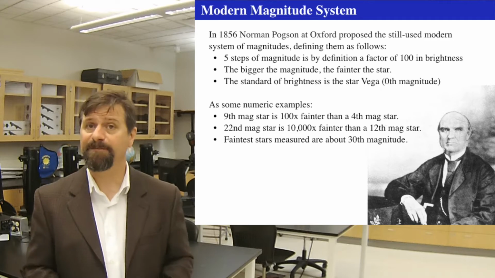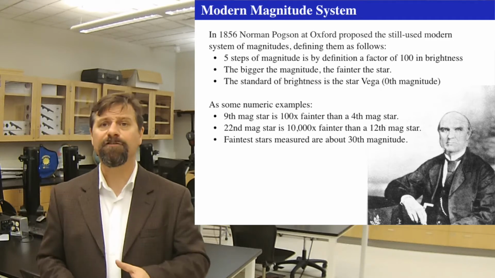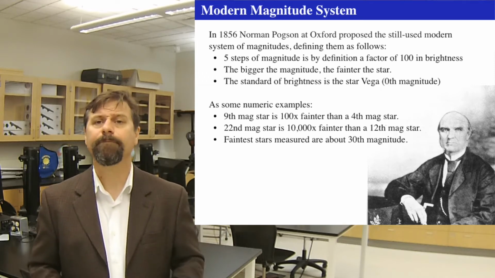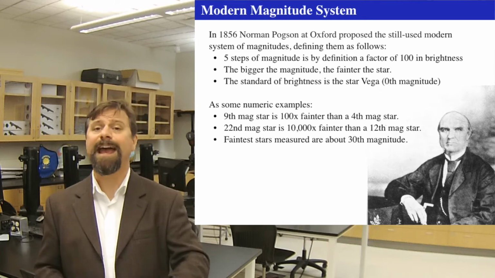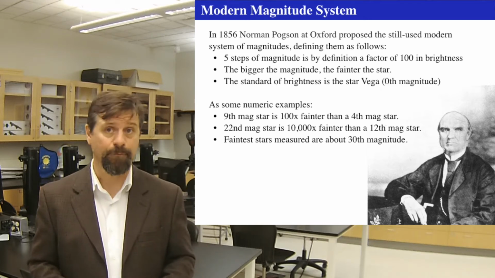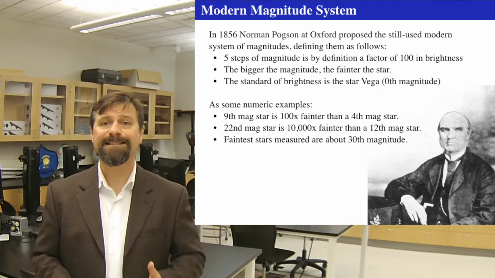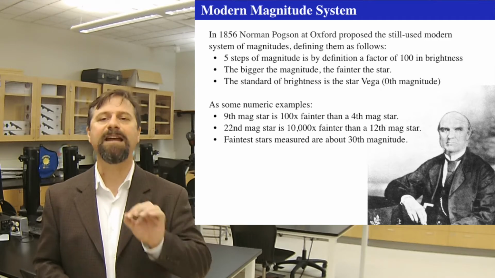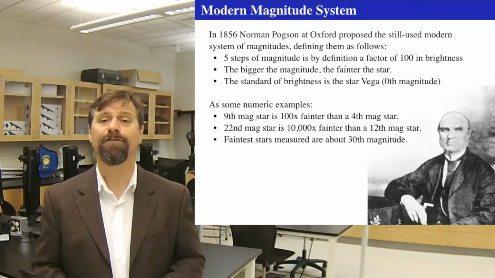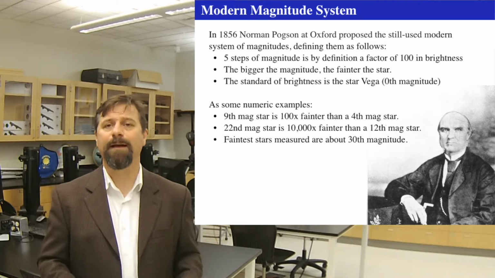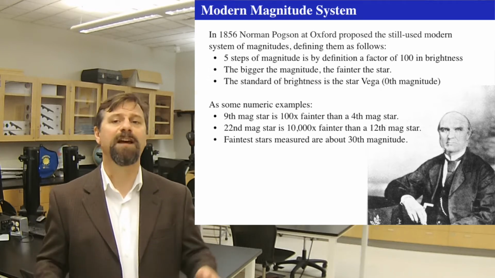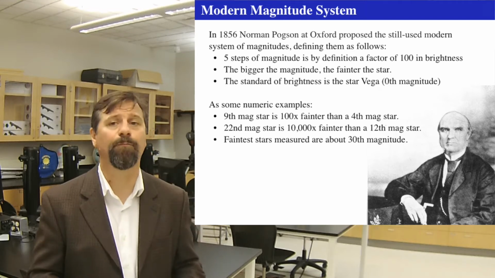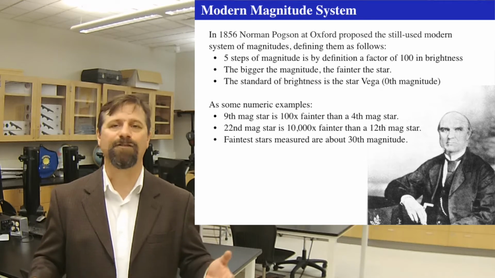Now, he actually was able to quantify this because the old idea was very close to the truth. So Hipparchus' idea, modified by Ptolemy, was actually very close, and the eye acts logarithmically in terms of the brightnesses that we can measure. And so he said that a difference of 5 magnitudes is 100 times in brightness, and he also said the standard star of brightness was Vega, which is 0th magnitude. So for example, a 9th magnitude star is 100 times brighter than a 4th magnitude star, and a 0th magnitude star is 100 times brighter than a 5th magnitude star, and so forth and so on.